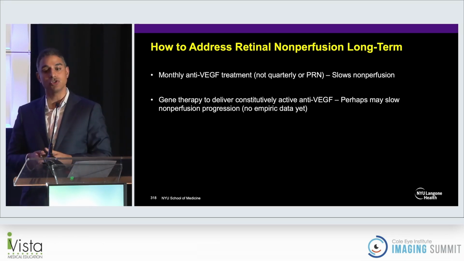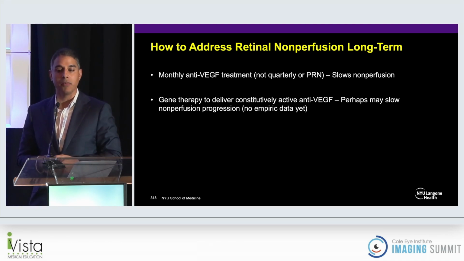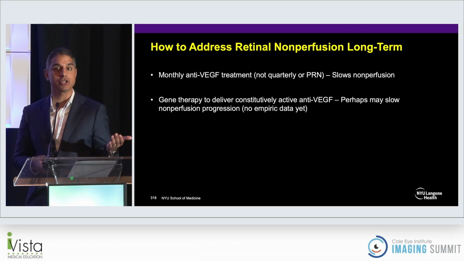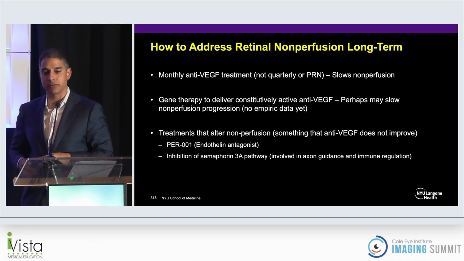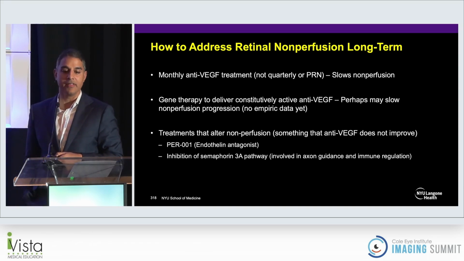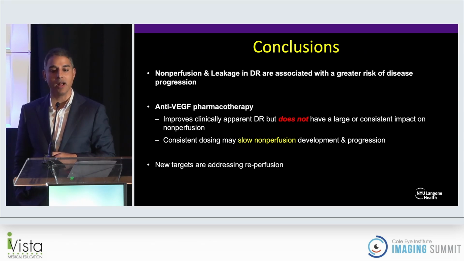The other strategy, gene therapy to deliver constitutively active anti-VEGF expression. Well, this may slow non-perfusion progression. We don't have data on this, and then you incur all the risks of gene therapy trials for that goal. And then actually Justice presented some really cool work today on treatments that alter non-perfusion, something called the endothelial antagonists, and there are other pathways that target semaphorin as well.